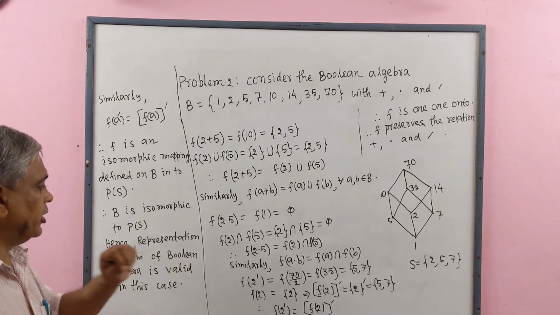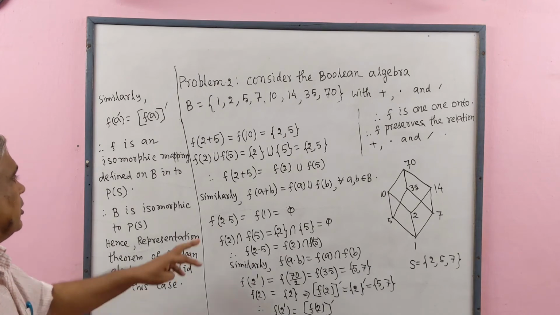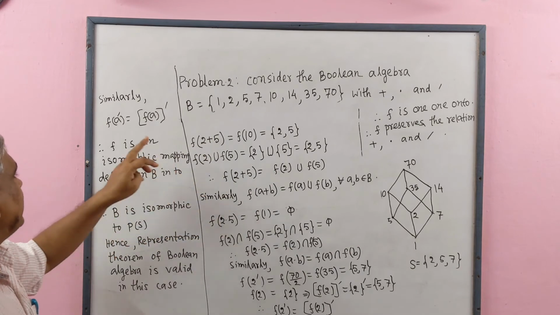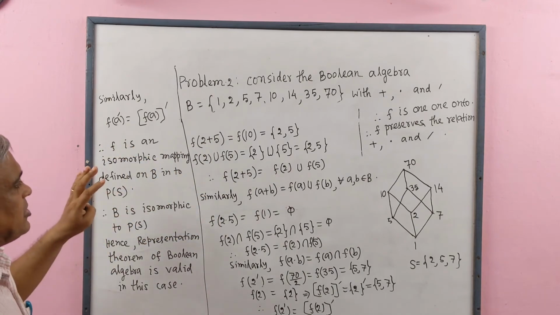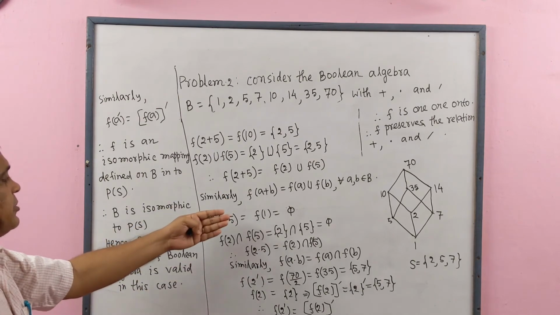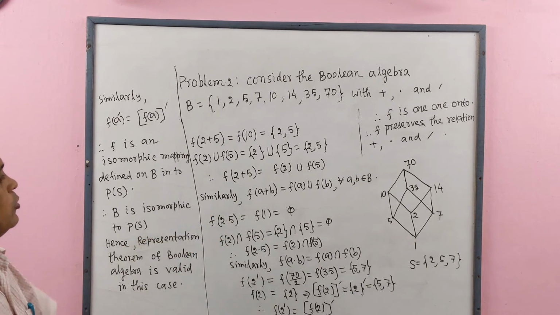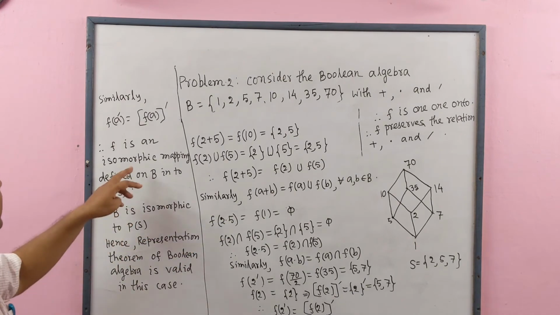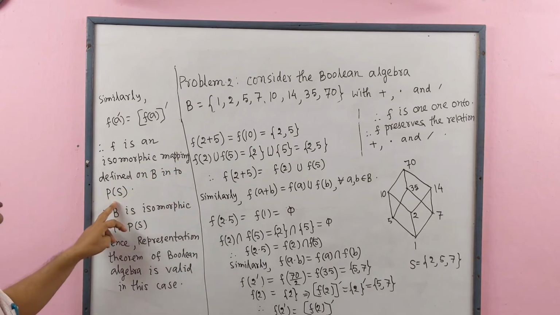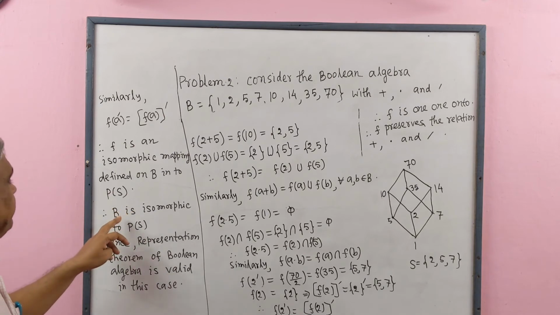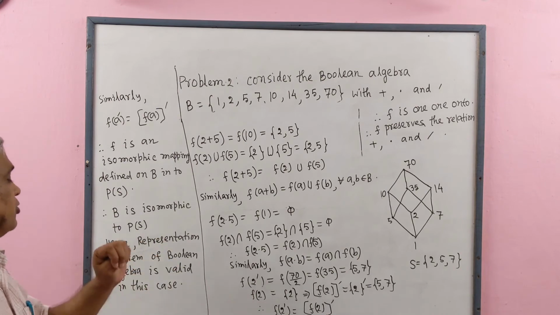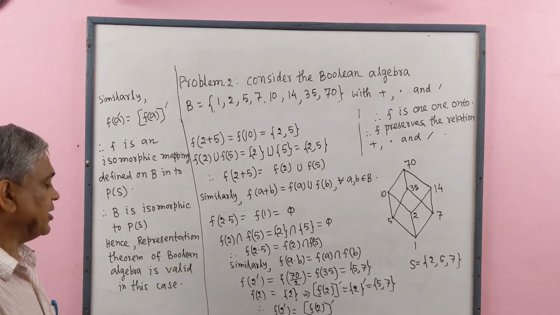So here we get that plus, dot and complement are preserved for F, and also we have seen that F is 1-1 onto, therefore F is an isomorphic mapping defined on B into PS. Therefore B is isomorphic to PS, hence the representation theorem of Boolean algebra is valid in this case.